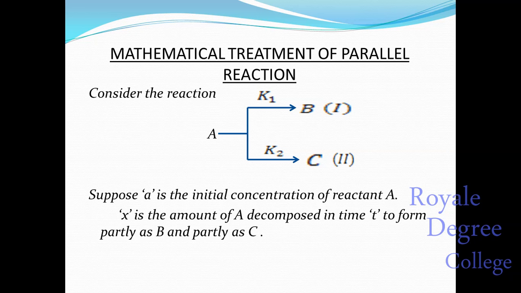Mathematical treatment of parallel reaction. Now we will talk about this. Consider the reaction A. At the rate constant K1 we are getting the product B. This is the first part. Then the second part is, from the reactant A at the rate constant K2 we are getting the product C. Suppose small a is the initial concentration of reactant A. Then x is the amount of A decomposed in time t to form partly B and partly C.